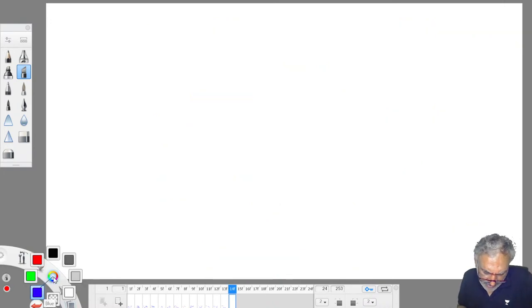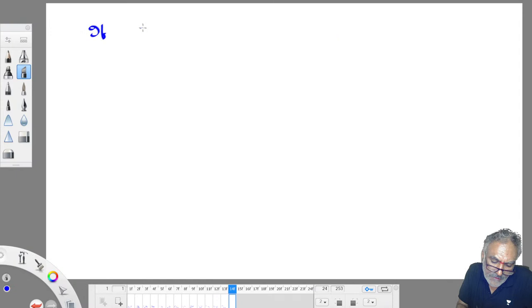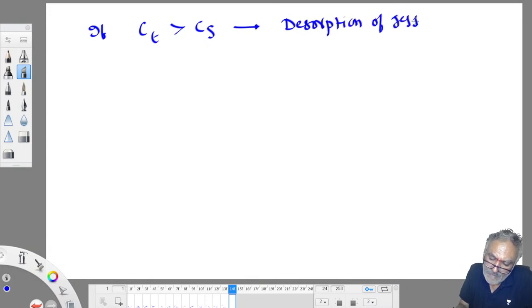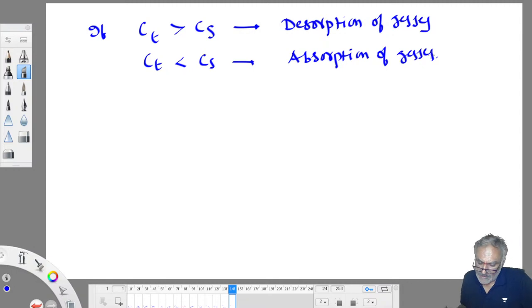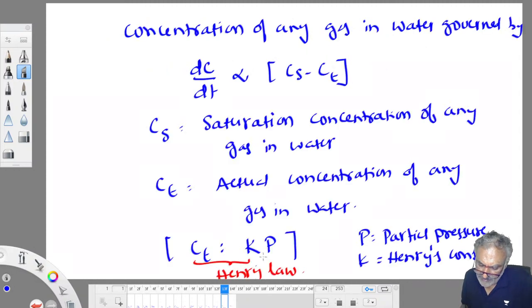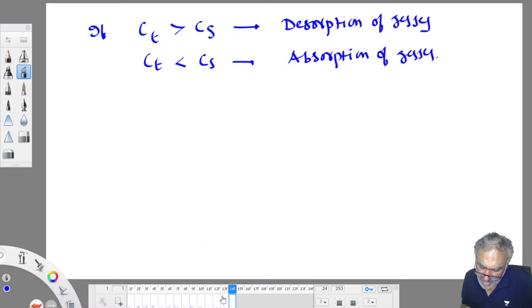Saturation concentration is constant. If the CT value is greater than CS, then what happens? Desorption of gases happens. If the CT value is less than CS, then what happens? Absorption of that gas happens. So it all depends on Henry's law, how much gas diffuses into water. This much idea is more than sufficient.